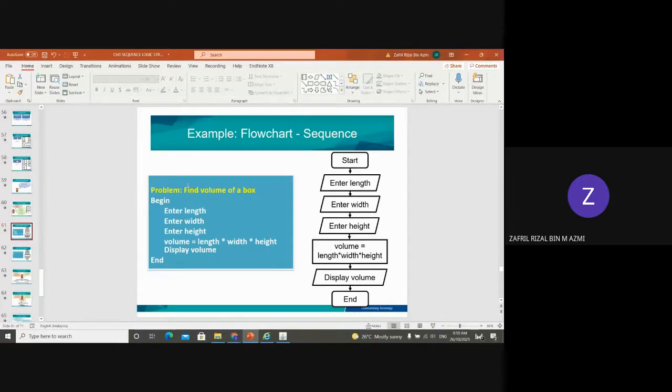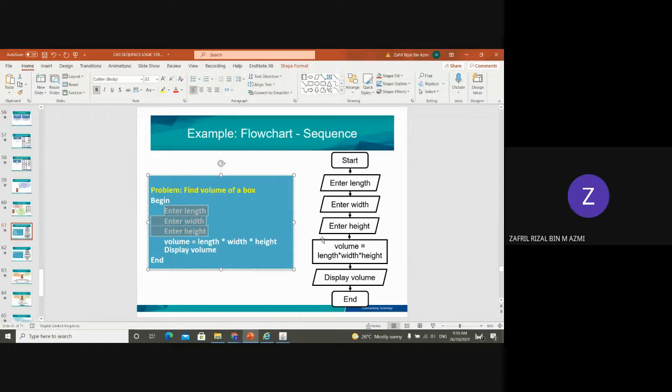Okay, this is another example. Let's say we have three inputs: length, width, and height. You may put it like this: length, width, height. Enter, enter, enter. This is a parallelogram, representing input or output. But the keyword determines which process it is, input or output.